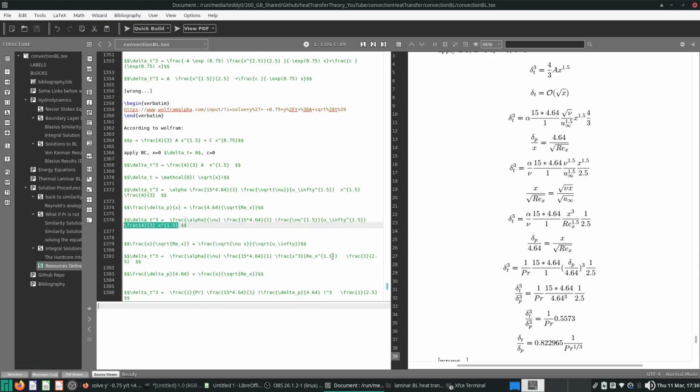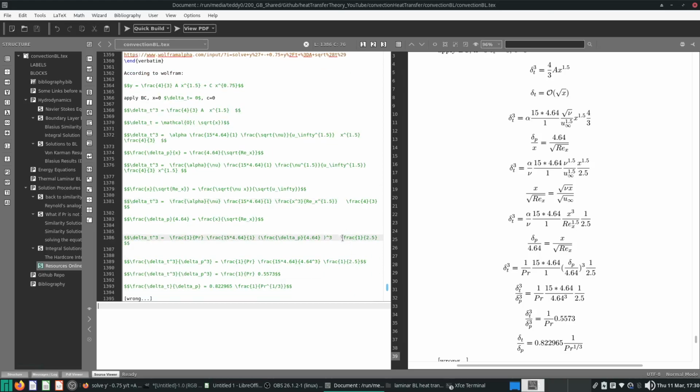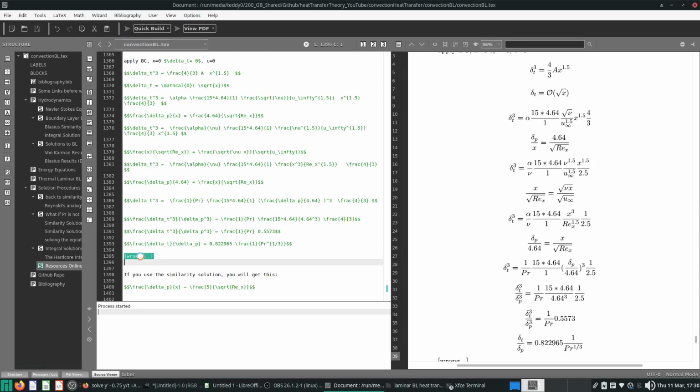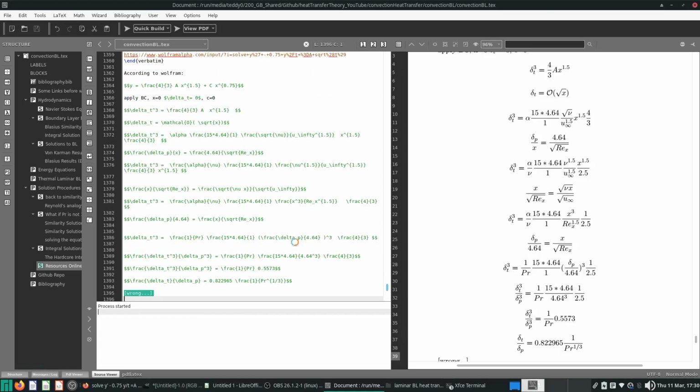So next is still 4 over 3 here. I will not use x to the power 1.5 anymore. 4/3, 4/3, 4/3. Now we should be ready to calculate the Prandtl number. So I'm just going to delete this part.